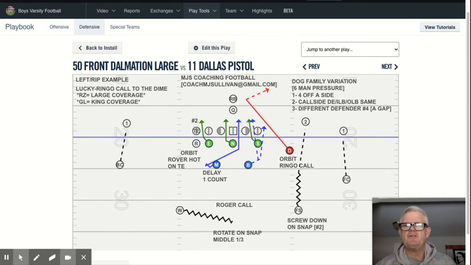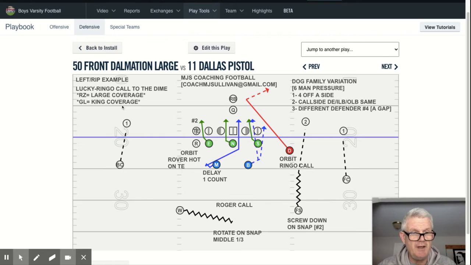So as it says in the top left corner, in the red zone, so for us, that's from R20 down to R11, we'll play large coverage, and I'll explain why in a second. From the goal line, from R10 to our goal, we'll play king coverage. Okay? And so I'm going to start with the coverage, and specifically the technical difference between large and king.